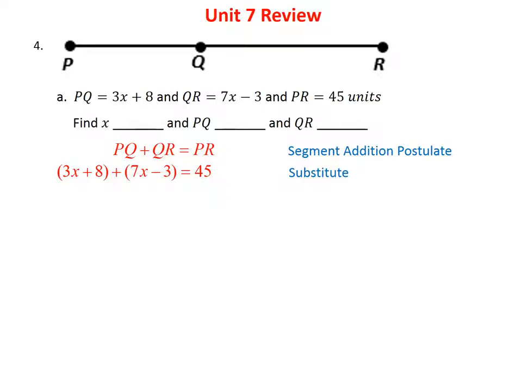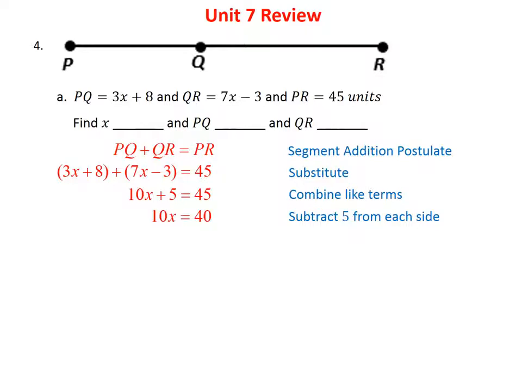And now we simply have an algebra problem to solve. First, let's combine like terms. 3x and 7x is 10x. 8 minus 3 is 5. So we get 10x plus 5 is 45. We're back to our two-step equation. So undo the addition by subtracting 5 from both sides. We get 10x equals 40. Now undo the 10x by dividing by 10, and we get x equals 4.